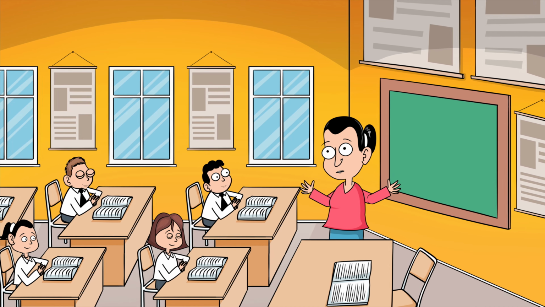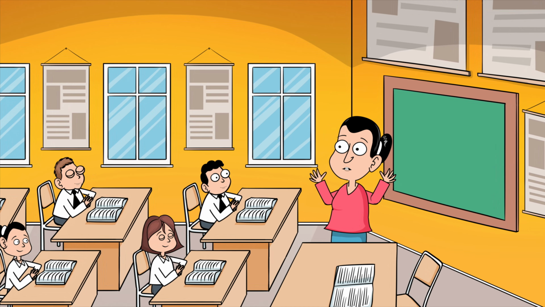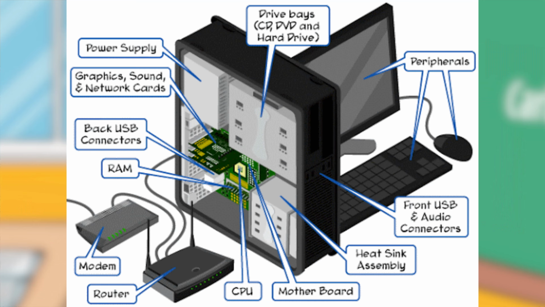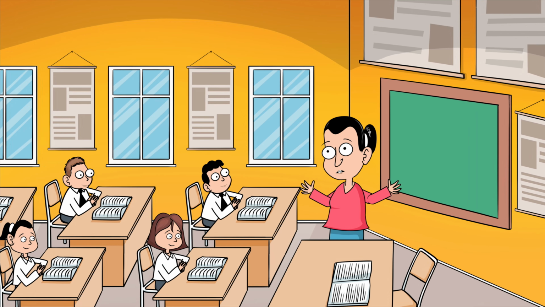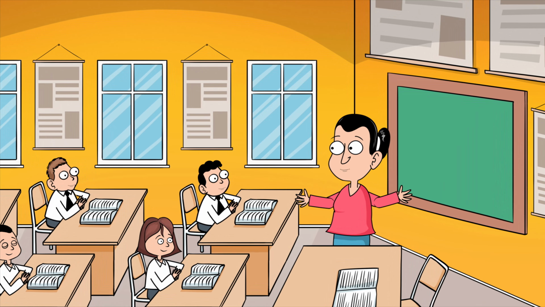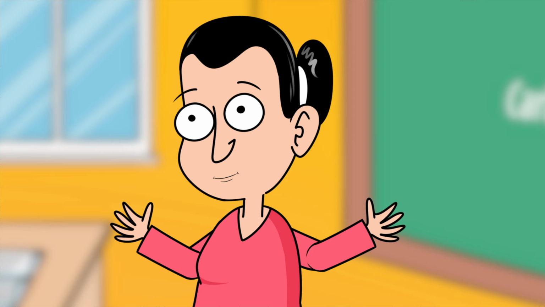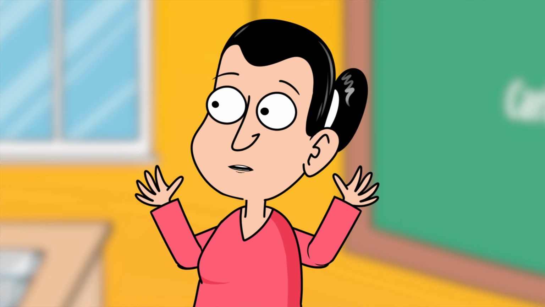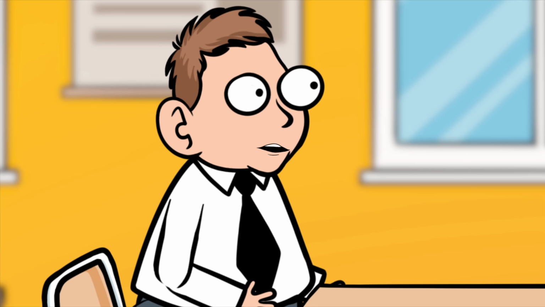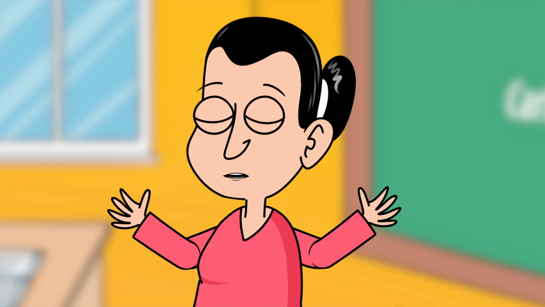Alright class, today we're going to delve into the fascinating world of computers. As you can see here, computers are made up of several components, each with its own unique function. First up, we have the Central Processing Unit, or CPU. Just like our brains help us think and remember, the CPU is the brain of the computer. It's responsible for processing information and making decisions. It's like the command center of the computer.